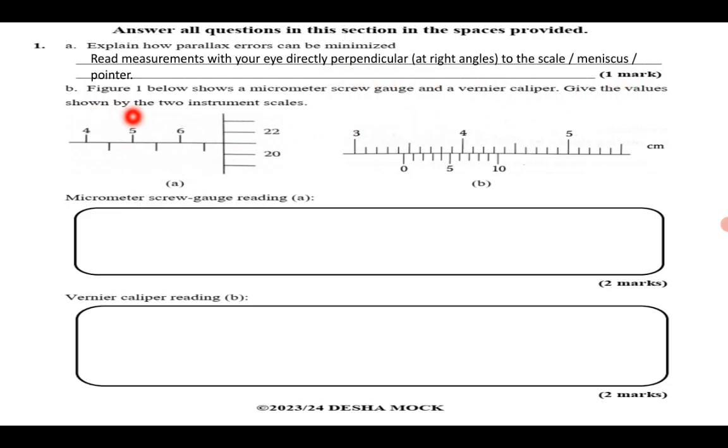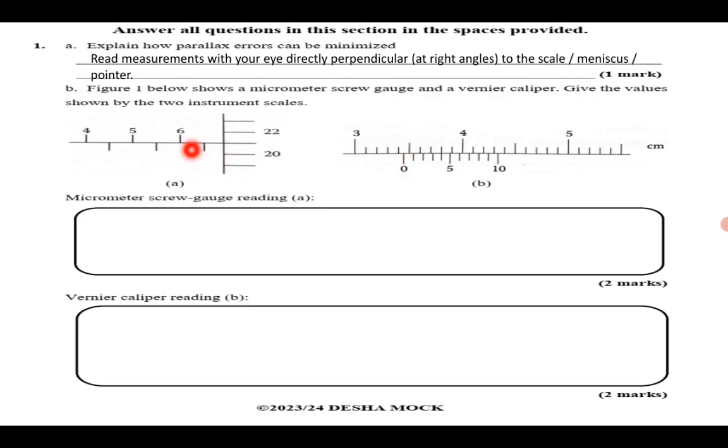Welcome to question number 1B. The figure below shows a micrometer screw gauge and a vernier caliper. We are asked to give the values shown by the 2 instruments. What's the reading here? And what's the reading here? How do you determine the readings?